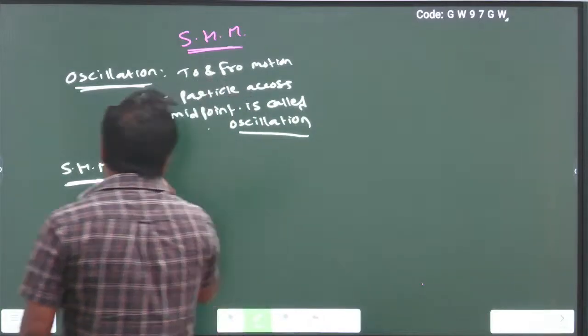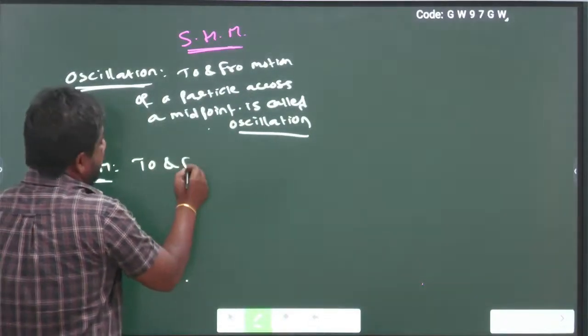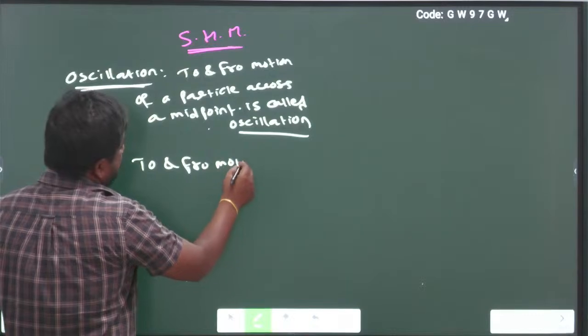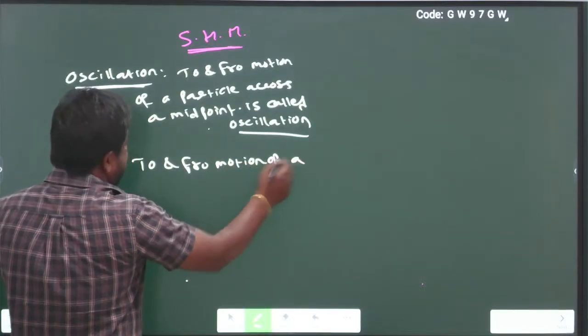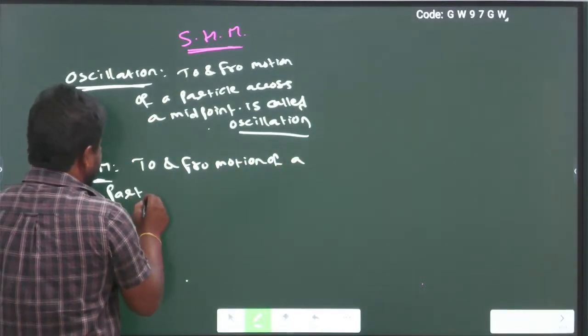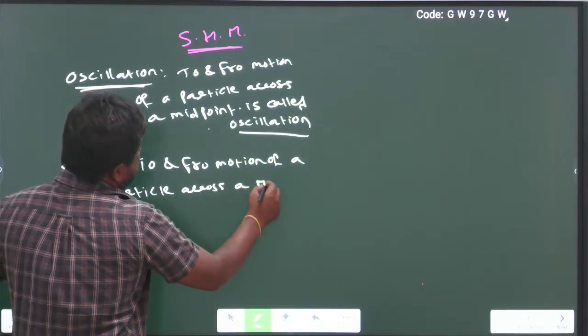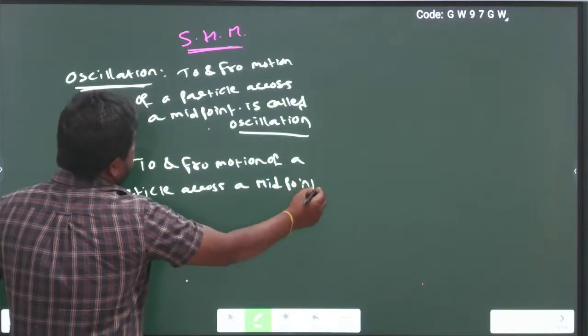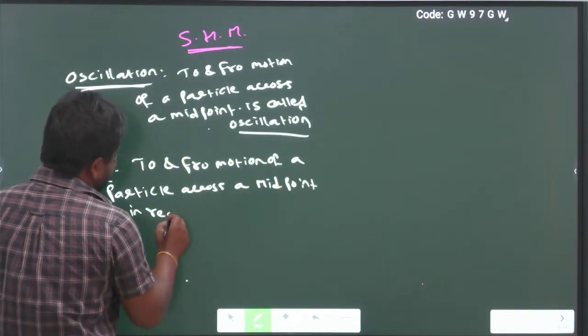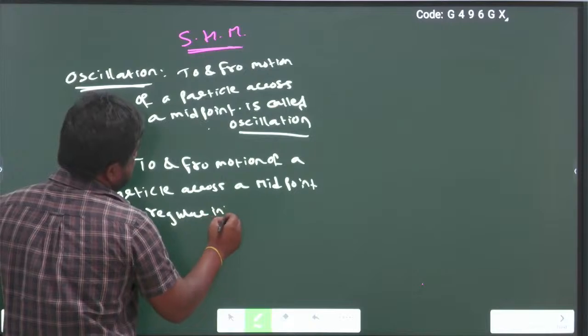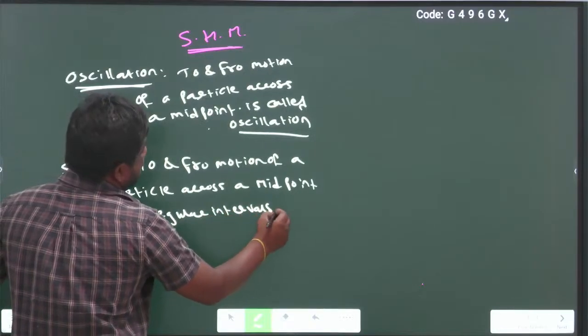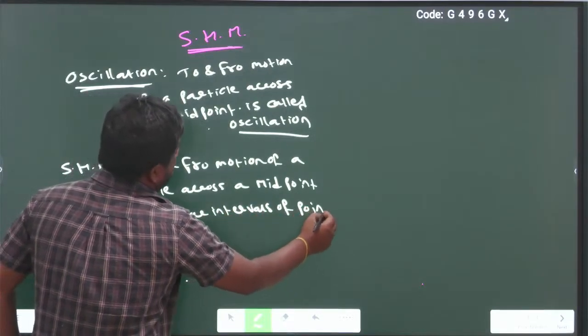So simple harmonic motion is the to and fro motion of a particle across a midpoint in regular intervals of time.